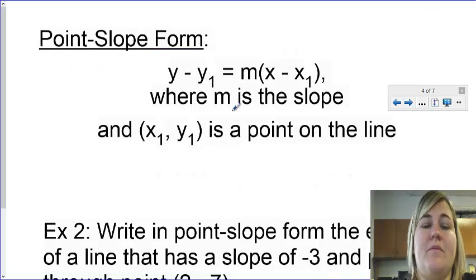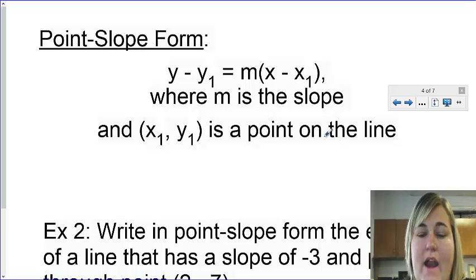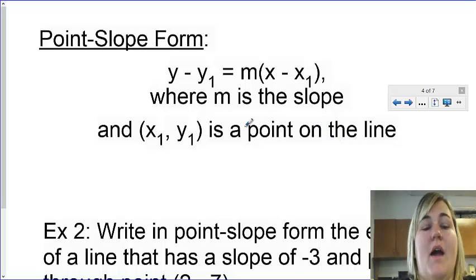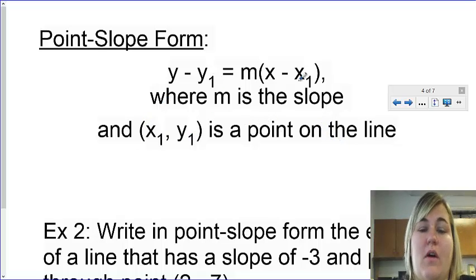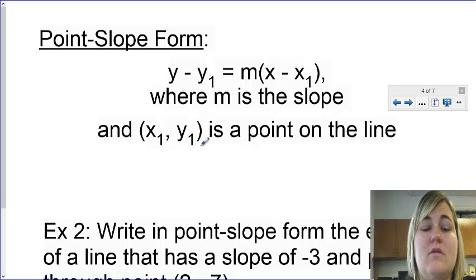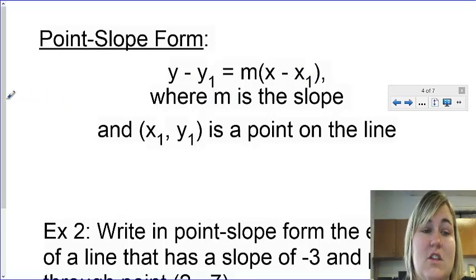Point slope form, which is y minus y sub 1 equals m times the quantity of x minus x sub 1, where m is a slope and (x1, y1) is a point on the line. You should know (x1, y1) is a point on the line because we use (x sub 1, y sub 1), (x sub 2, y sub 2) to find the slope sometimes. So it's just doing the same thing. If you use that point to find the slope, you use it again to plug into point slope formula. I would make sure that you have this in your notes.